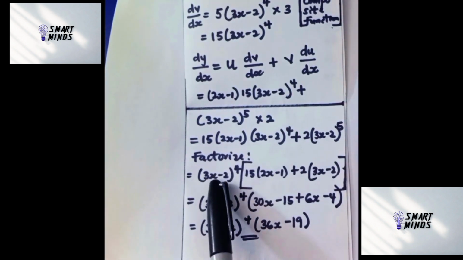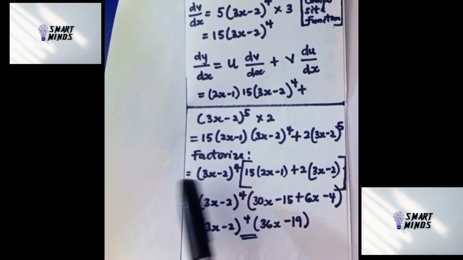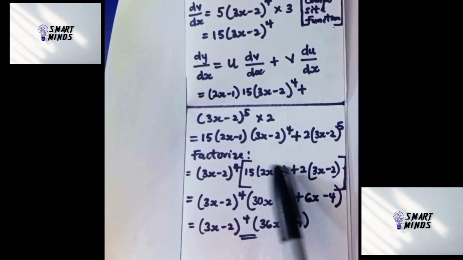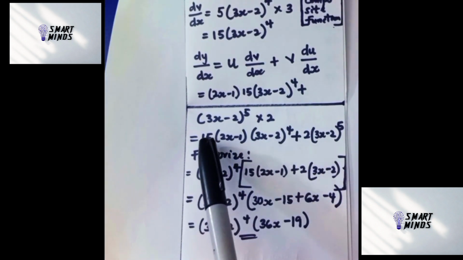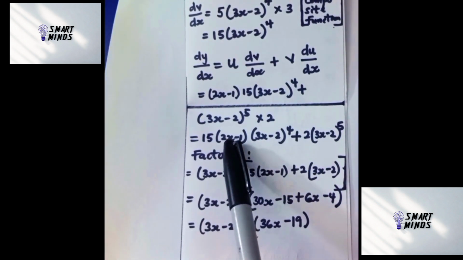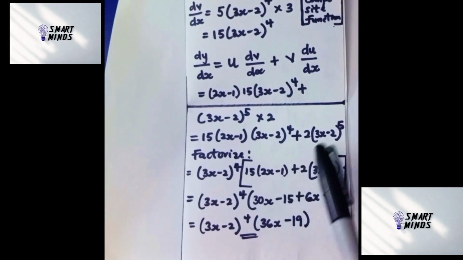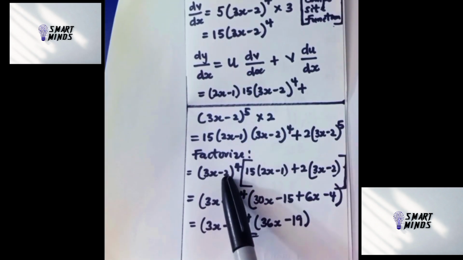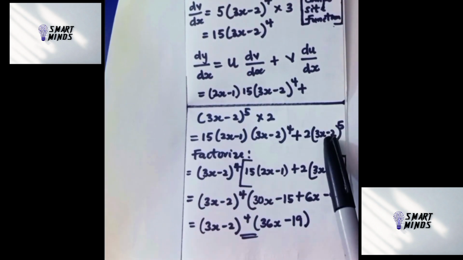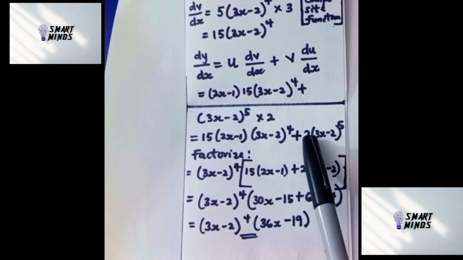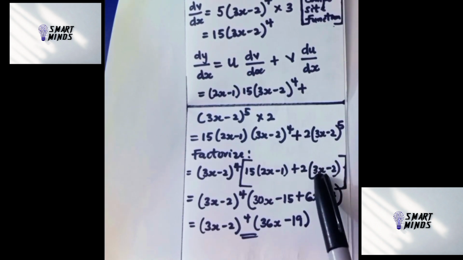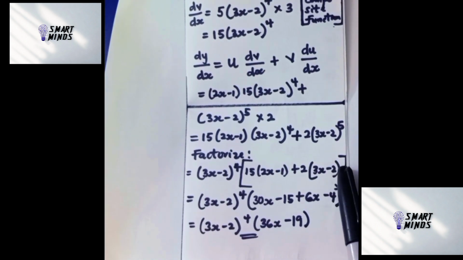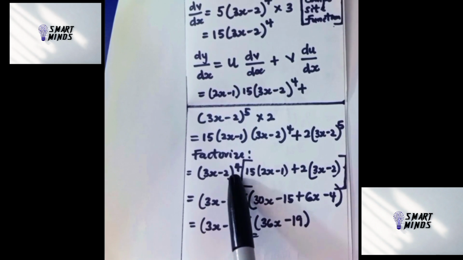So bringing it out here, the resultant, that is what we have left after factorizing, we are going to have 15 bracket 2x minus 1 left. Then remember, this is power of 5, but we have factorized power of 4, meaning that we still have one more power for the expression in the bracket. Okay, so I have 2 bracket 3x minus 2 left after factorizing 3x minus 2 raised to power 4.